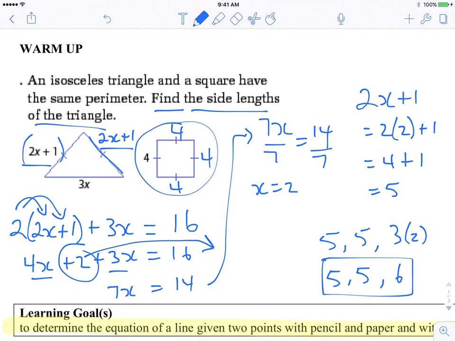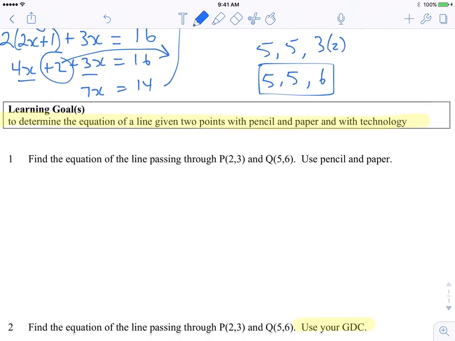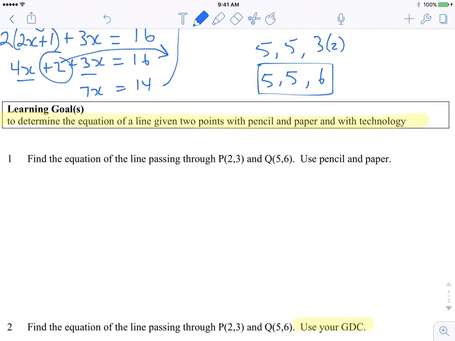If you add 5, 5, and 6, you get 16. And of course, the square has a perimeter of 16, so we know those work out well. They're equal. So the learning goal here is to determine the equation of a line given 2 points with pencil and paper, and also trying to use technology or your graphing display calculator. So let's first use pencil and paper, or the method that you should be familiar with from last day.